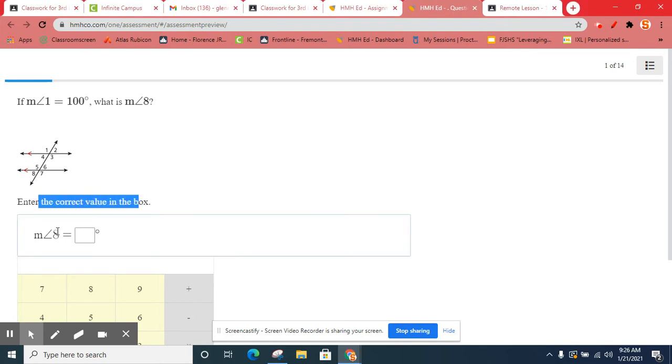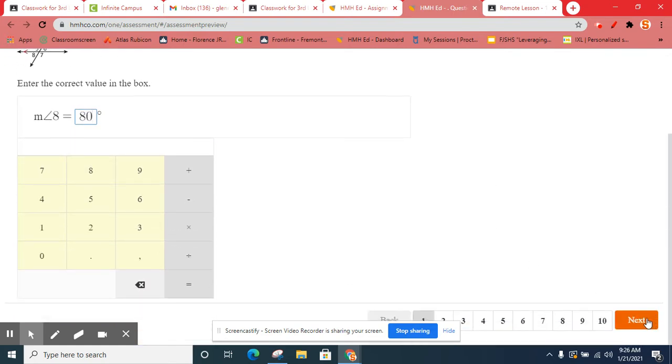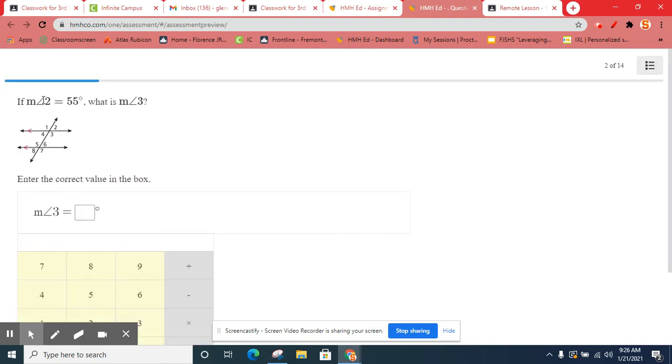It says enter the correct value for angle 8. We can notice angle 8 here, and they tell us angle 1 is 100. Notice that angle 1 and 8 would be identified as supplementary angles. Together they equal 180 or make a straight line. So if one is 100, the other must be 80 to complete that supplementary relationship. And you can't check these, so it looks like you've got to just muscle through it.